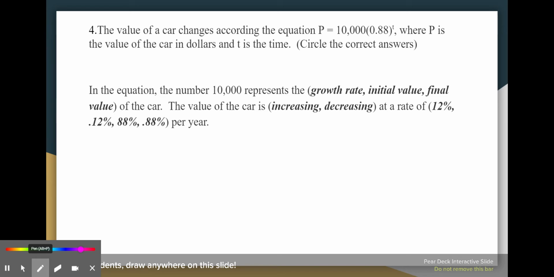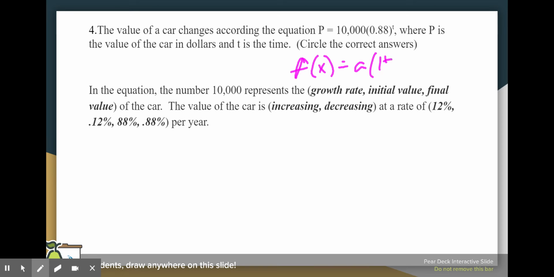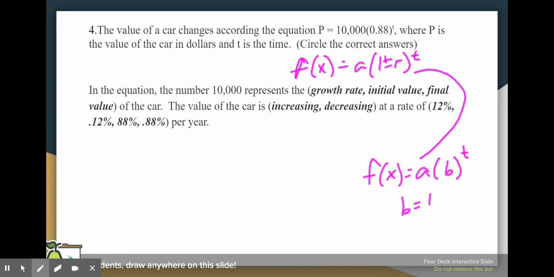So remember, this is the same thing as f of x equals a times (1 plus or minus r) to the t, or f of x equals a times b to the t. B is 1 plus or minus r. So that's important. So 10,000 is where a is. And do you remember what a represented? The initial value. The value of the car is increasing or decreasing. Well, that depends on b.